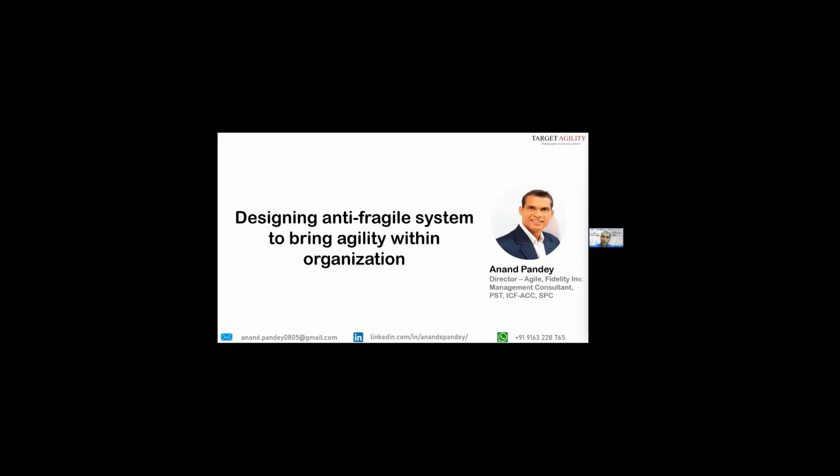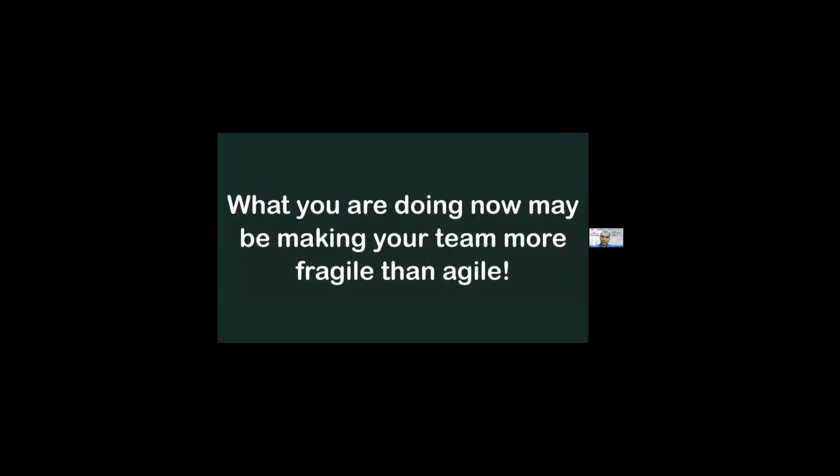And today, I'm going to talk about a very controversial topic: designing anti-fragile systems to make your organization more agile. There's really no way for me to predict or control how this session will go, or how you will be taking it. And to add to that complexity, let me make a controversial statement. Whatever you're doing right now is making your team more fragile than agile. Yes, it's making your team more fragile than agile. For the next 30 minutes, I'm going to explain what this means and how we can come out of that. But before that, let's get into some of these terms.